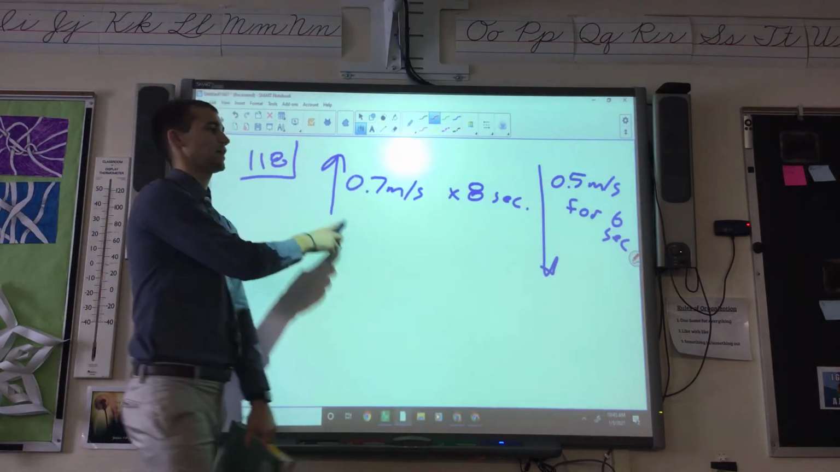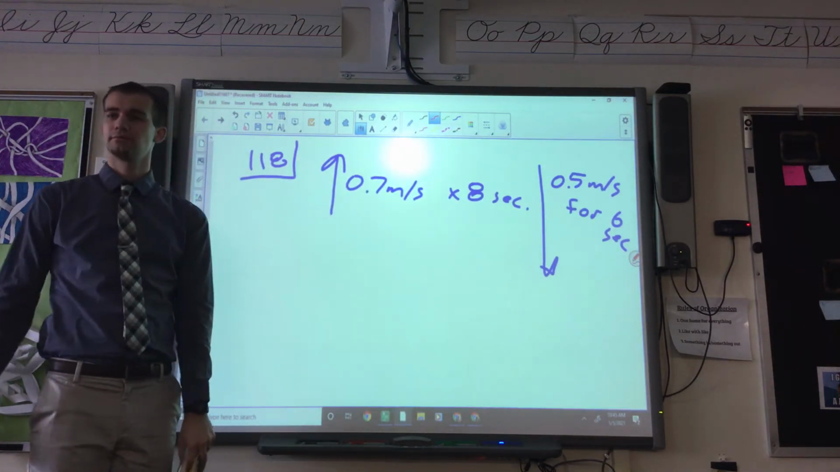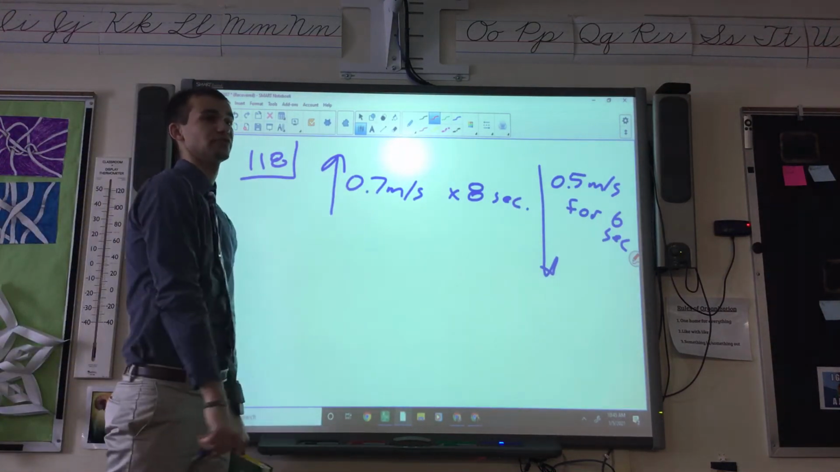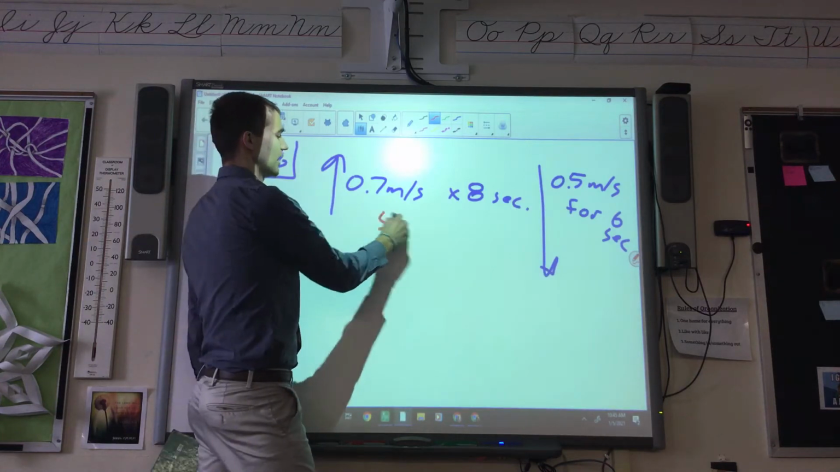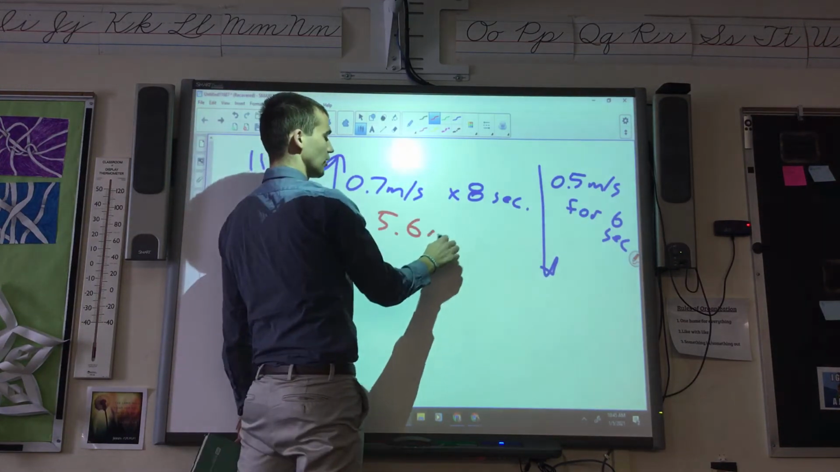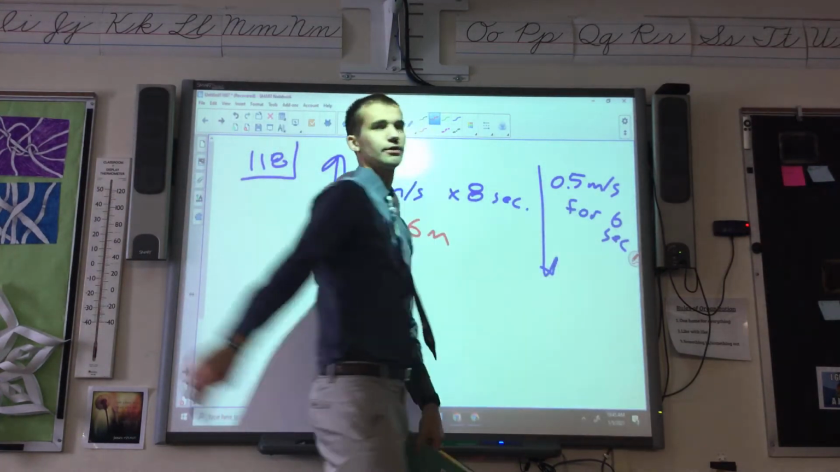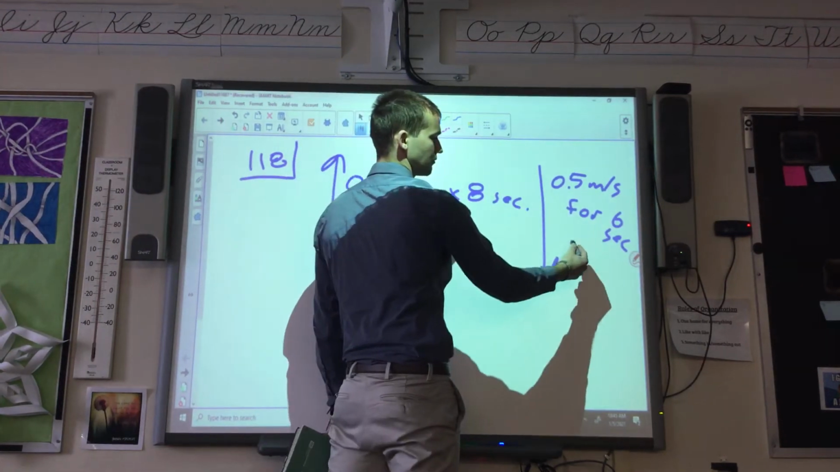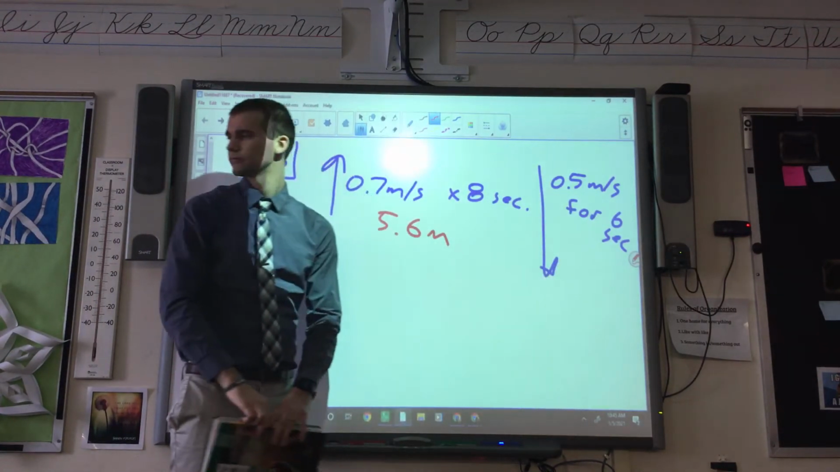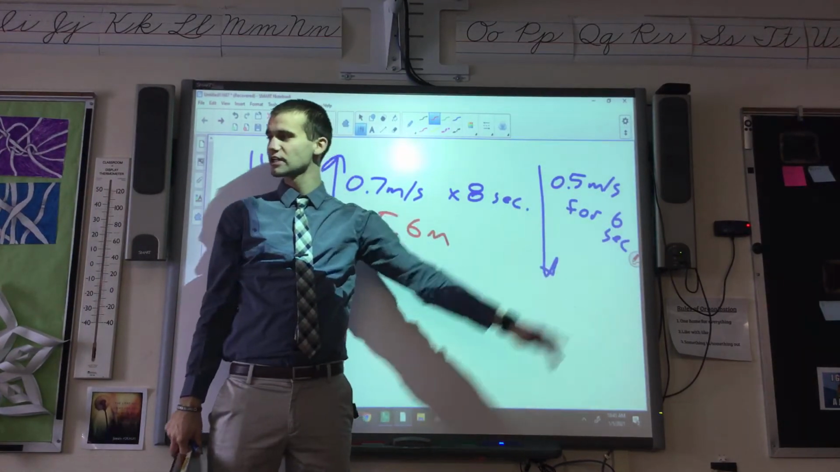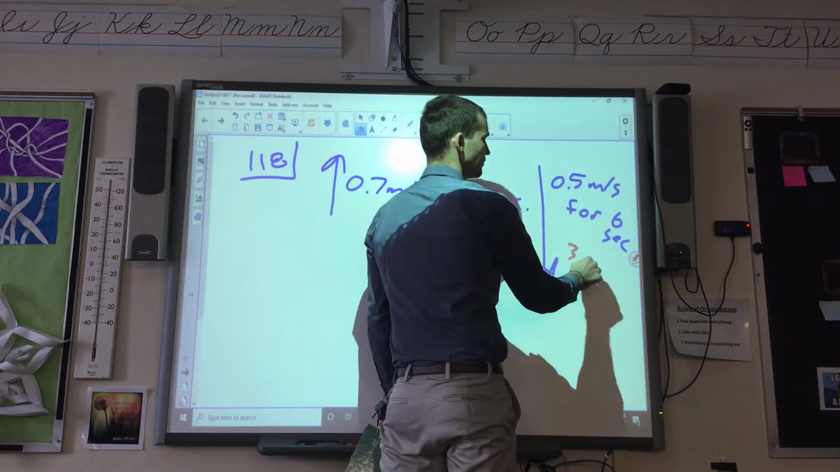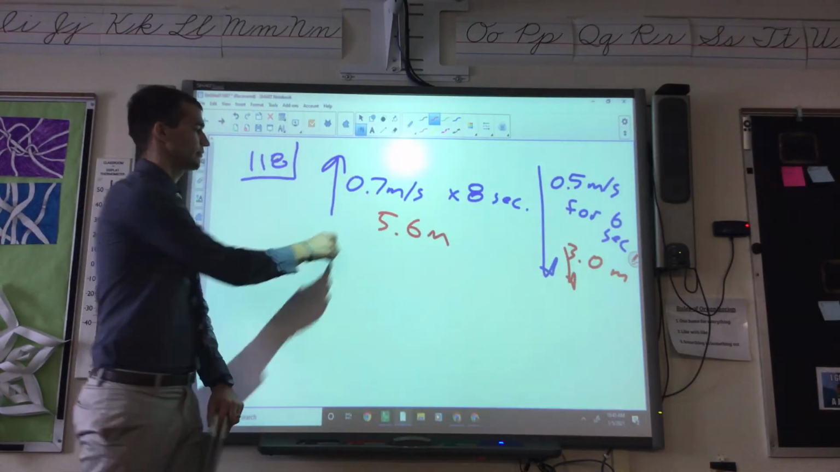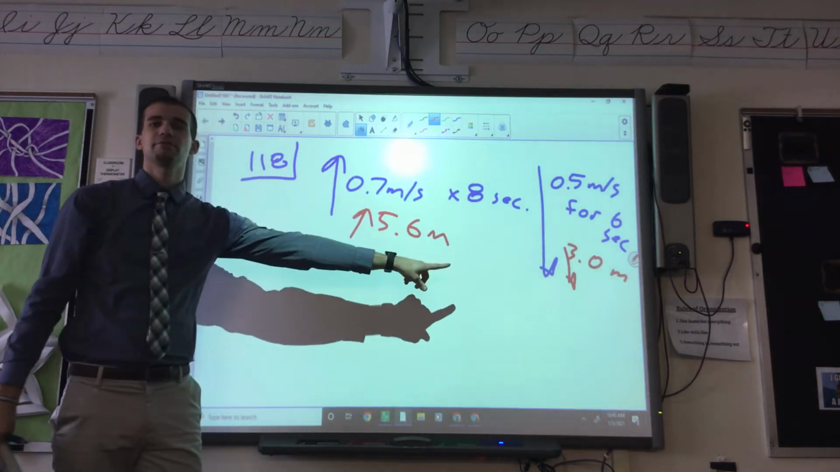So I have to look at this one and say, hey, 0.7 times 8. Well, what's 7 times 8? 56, but there's a decimal, so instead of 56, it becomes 5.6 meters. It goes up. And this one, 5 times 6 is 30, but there's one decimal point, so it becomes 3.0 meters down.